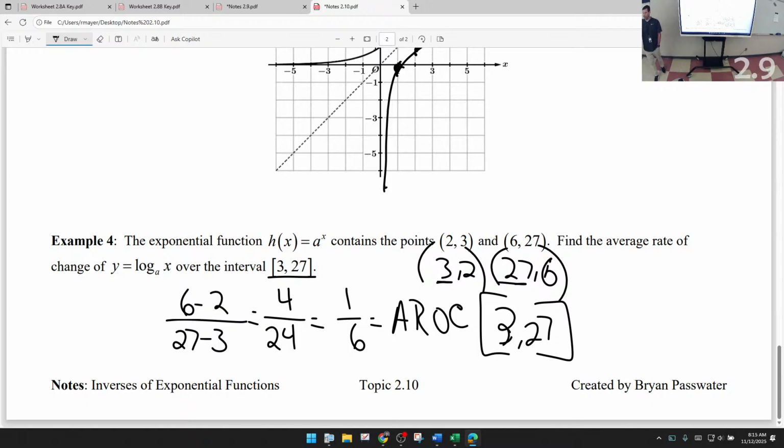Again, you kind of start thinking about, all right, if this is exponential and this is logarithmic, they're inverses of each other, so they just flip things. And if they can flip things, then I can just flip those values. And if I can flip those values, it's no longer y minus y over x minus x. It's kind of like x minus x over y minus y. Beautiful.